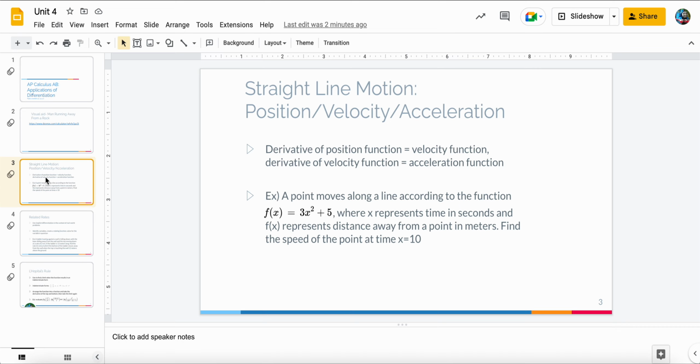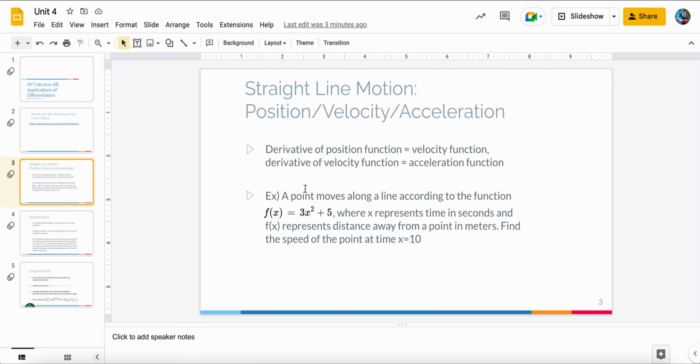But first we're going to talk about straight line motion, and you might have seen something similar in maybe a physics class, but in here when we're talking about calculus, if you're given a position function, you take the derivative and you get the velocity function, and if you get a velocity function, you can take the derivative and get an acceleration function.